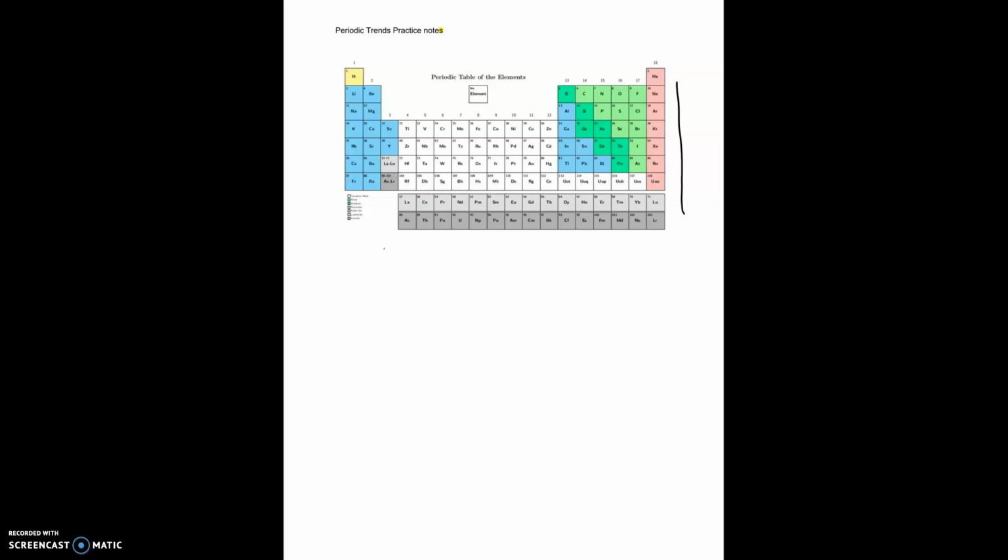So remember that ionization energy, and I'm going to use IE to abbreviate ionization energy, is going to increase going up a group, and it's also going to increase going left to right across a period. All right, so now we can tackle that first practice problem.